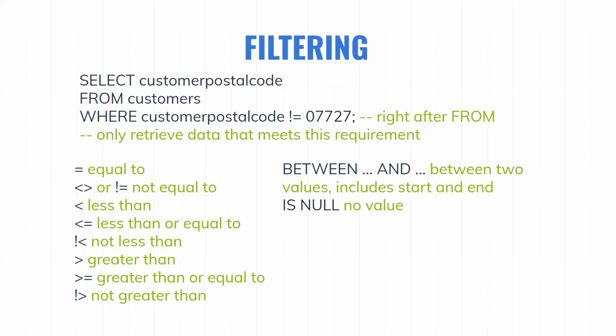Below are other kinds of conditionals that you could use, if you are familiar with Boolean conditionals. The exclamation point just means not. So you could do equal to, less than or equal to, not less than, etc. Another thing to know is between and is null. Between and is if you want to look between two values from start and end. And then is null is if you want to find a null value.